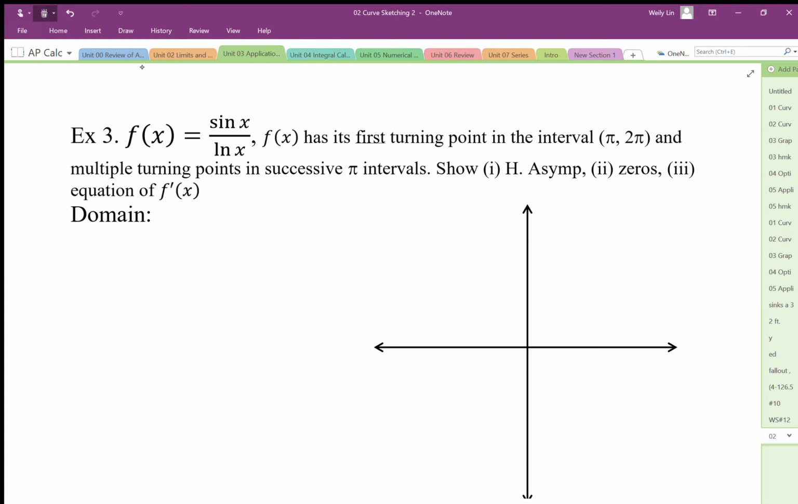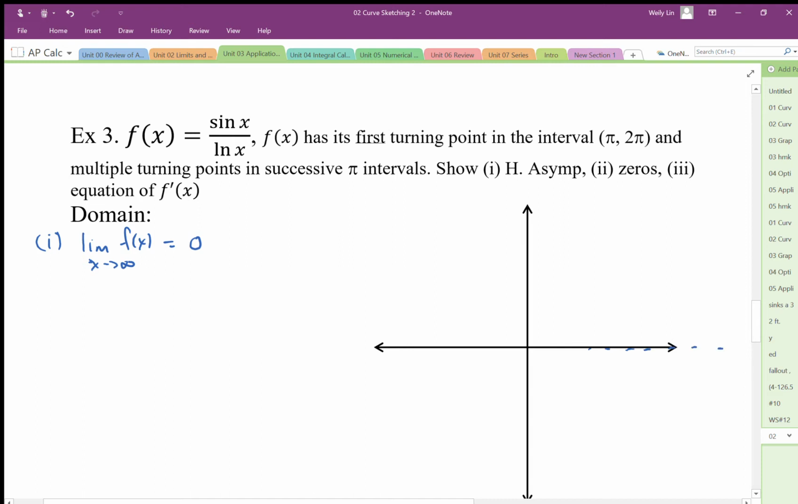Okay, so first of all, let's find our horizontal asymptote here. Okay, so the limit as x goes to infinity of f of x. Okay, the sine x is going to be stuck between -1 and 1, where the ln x, although it grows very slowly, it eventually will go to infinity. So we know that we have a horizontal asymptote at 0.